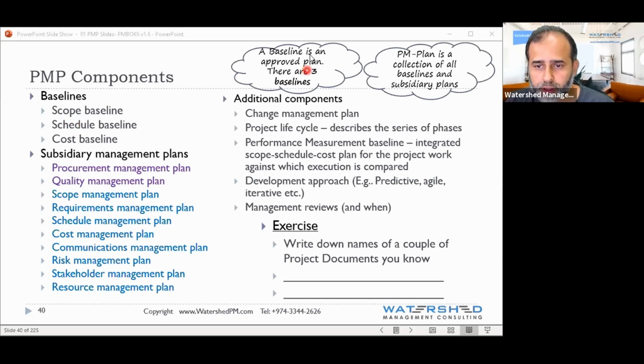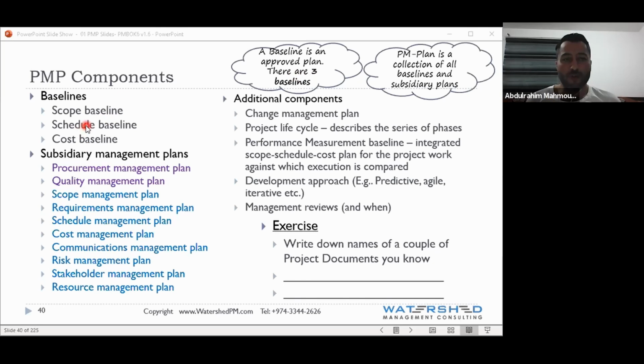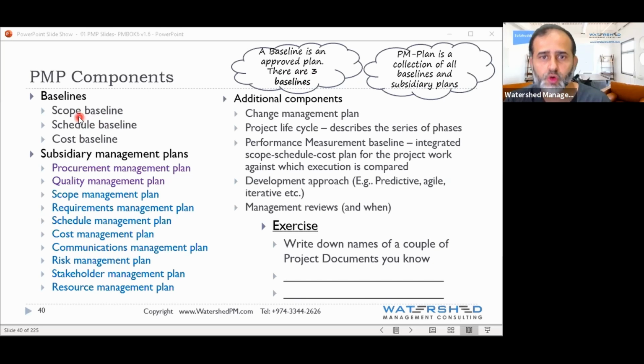So do you understand this bubble? The baseline is the approved plan, and there are 3 baselines. What are they? Scope, schedule, and cost. You don't get baseline first. First you get a scope plan, a schedule, a cost plan. Then you submit for approval, then they become baseline. But once they become baseline, it's almost like a constraint. You cannot change it. If you want to change, get approval.